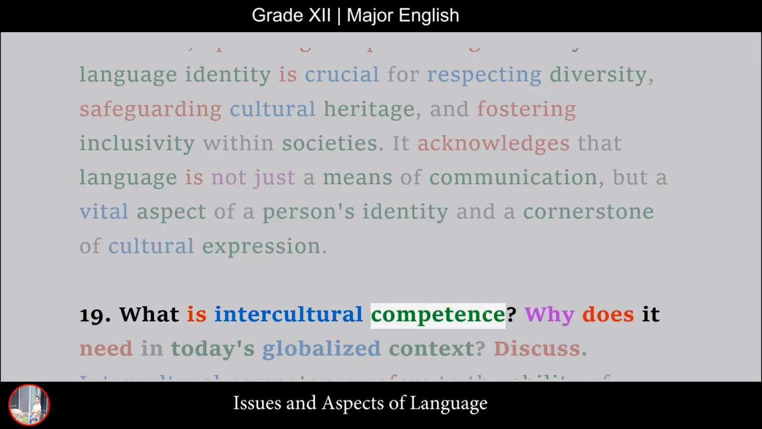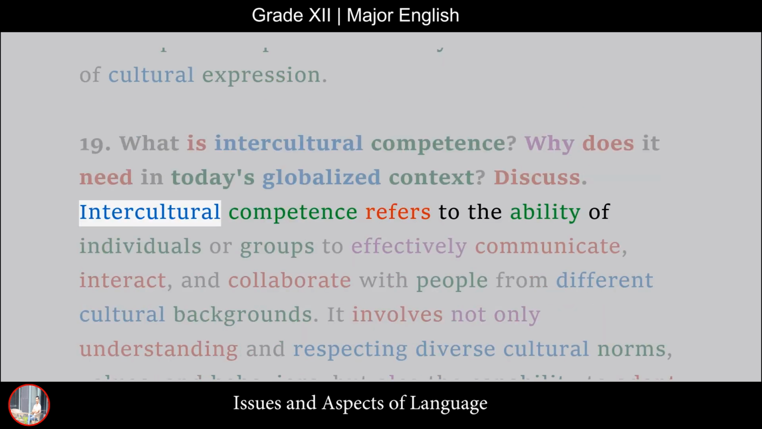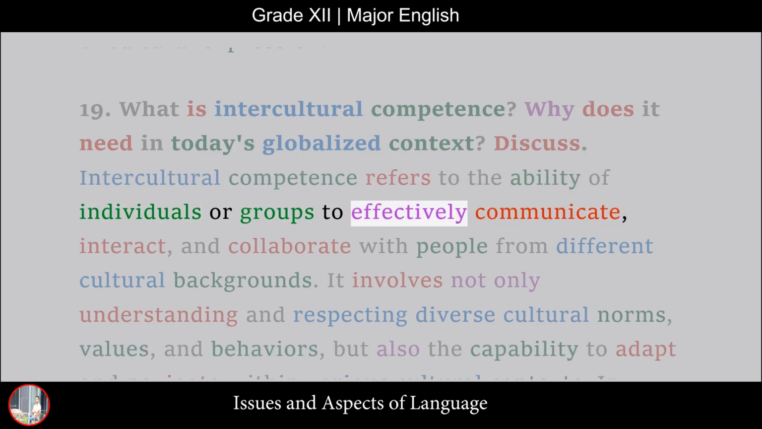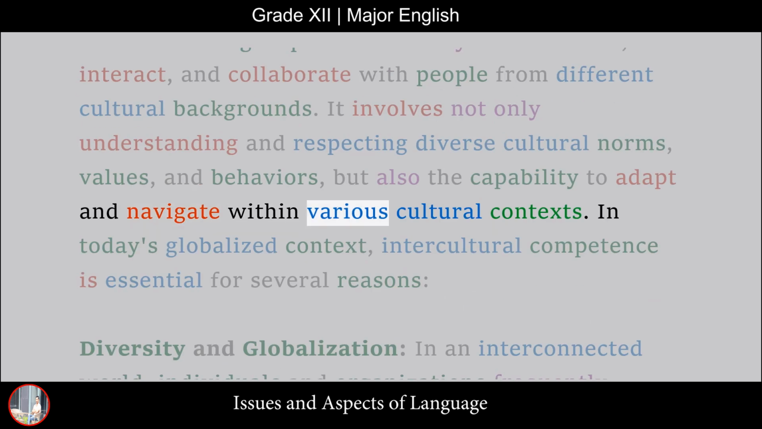19. What is intercultural competence? Why does it need in today's globalized context? Discuss. Intercultural competence refers to the ability of individuals or groups to effectively communicate, interact, and collaborate with people from different cultural backgrounds. It involves not only understanding and respecting diverse cultural norms, values, and behaviors, but also the capability to adapt and navigate within various cultural contexts.